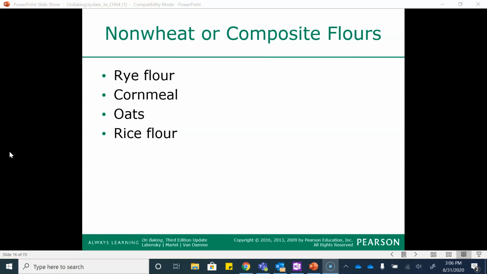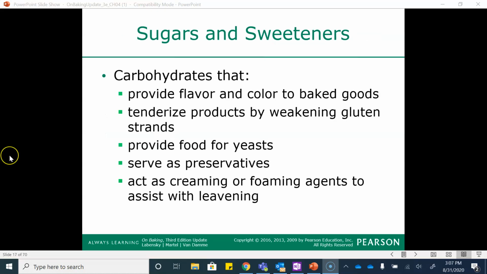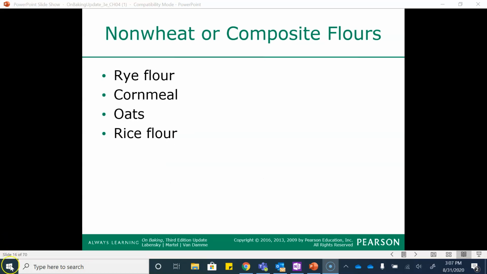Please read your textbook on ingredients to learn more about flours and how they should be stored. But now I've walked you through flour as an ingredient for the bake process. Next, as the slide showed, we will be going into sugars and sweeteners, but that's a whole different presentation at a whole different time. Have a good day, guys.